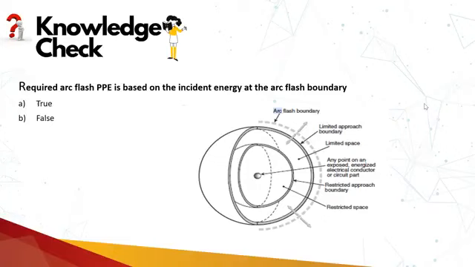So the answer will be false. The required PPE is selected based on incident energy at the working distance, not at the arc flash boundary, because at the arc flash boundary the incident energy will always be 1.2 cal/cm². But if you change the working distance, the incident energy will change and the PPE will change. So personal protective equipment is always selected based on the incident energy at the working distance.